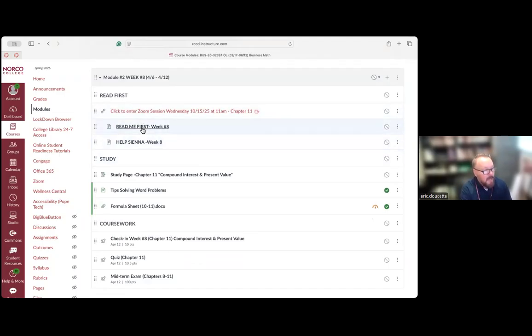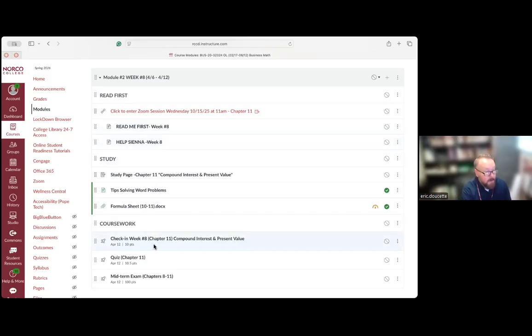So you definitely have a Read Me First, so make sure you read that. It's going to put compound interest in the context of your business. Then you have Help Sienna, which is going to be setting up what she's going to be facing with compound interest. She wants to build a building, is the truth. And so she's saving money now and she needs a certain amount in the future. So how much is she going to need?